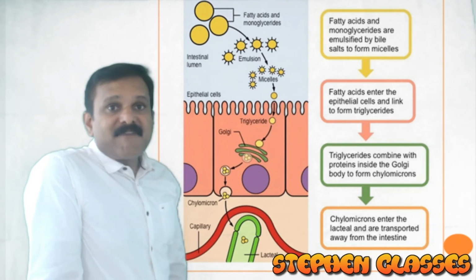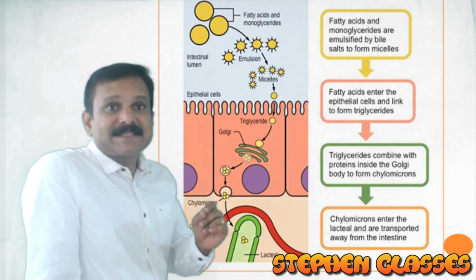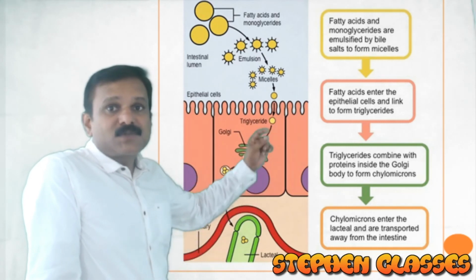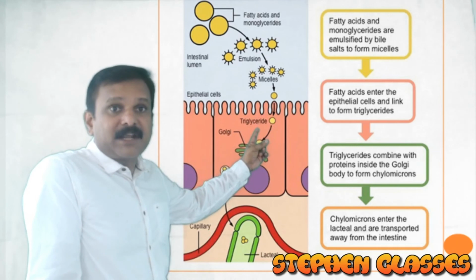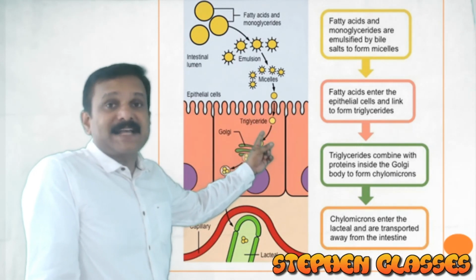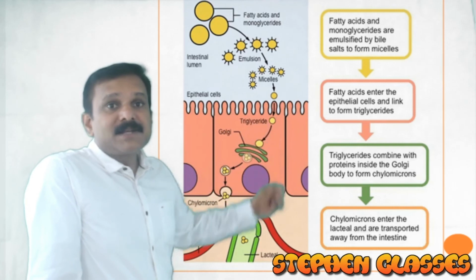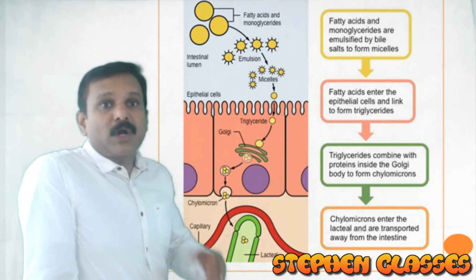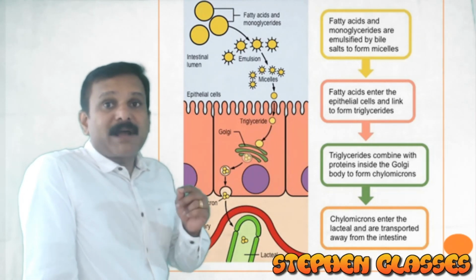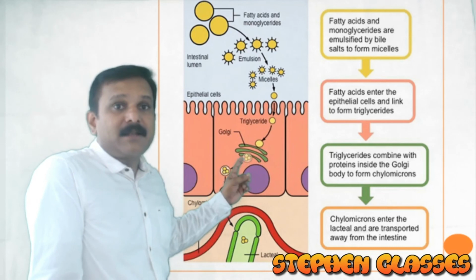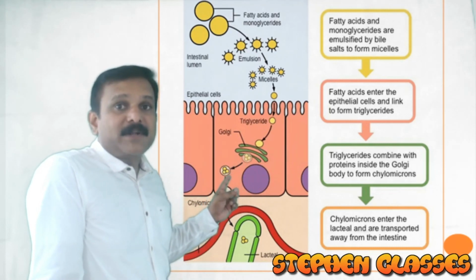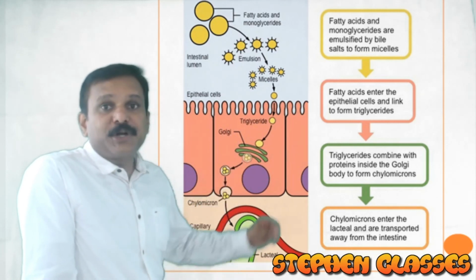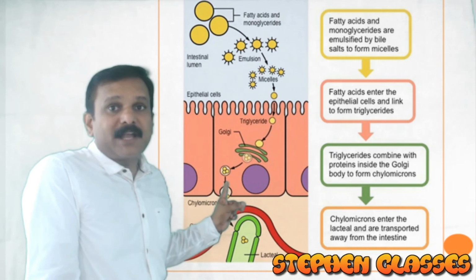Then what happens? Fatty acids enter the epithelial cells and link to form triglycerides. So once they enter, they will be converted into triglycerides. They will be resynthesized into a triglyceride form. Triglycerides combine with the proteins inside the Golgi body to form chylomicrons. So inside the Golgi body, they will be converted into protein coated chylomicrons. So within the intestinal epithelial cell, they will be converted into chylomicrons now. So these are chylomicrons.